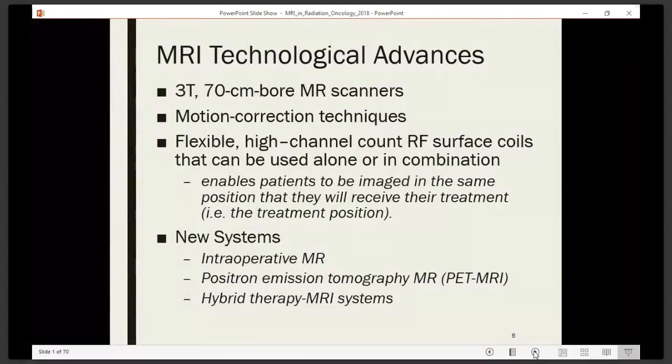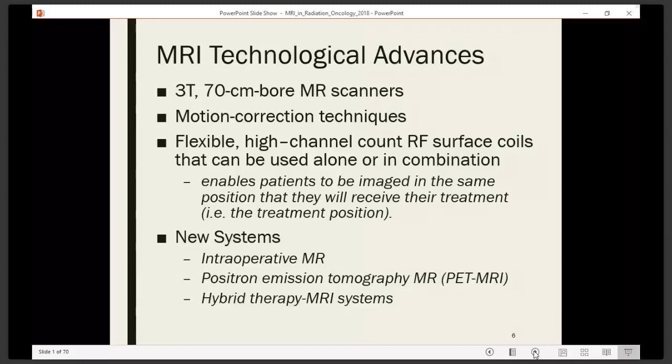Another thing that's enabled the application of MRI to radiation therapy is a number of technological developments that have occurred in the last decade. We moved to 3 Tesla systems that provide greater signal to noise and much more flexibility in the type of imaging sequence you do. And in recent years, 3T systems have been available with 70 centimeter bore MR scanners, so you can put large patients in them. You can put other equipment like patient positioning devices in them. It's not that tight a fit.